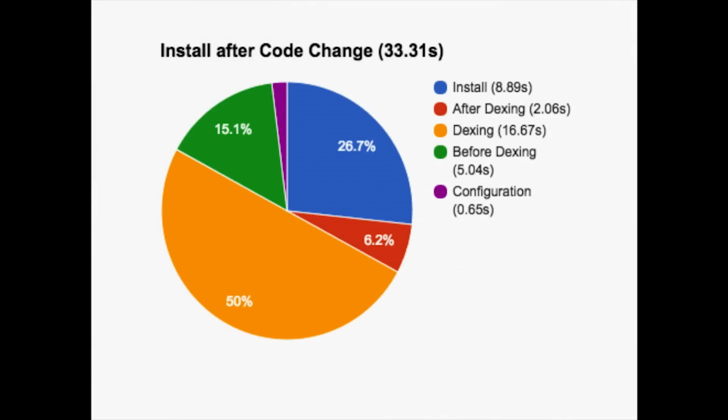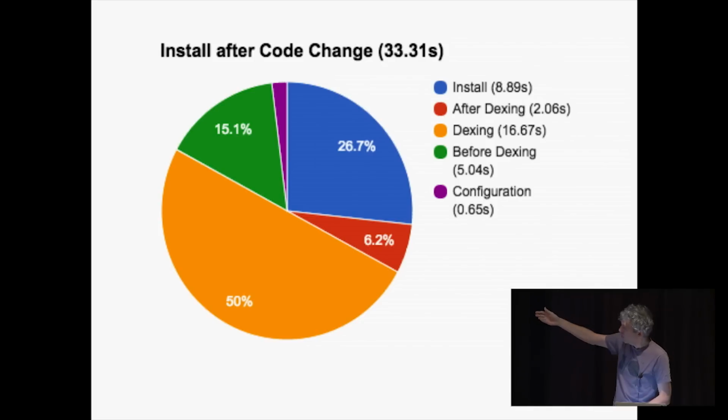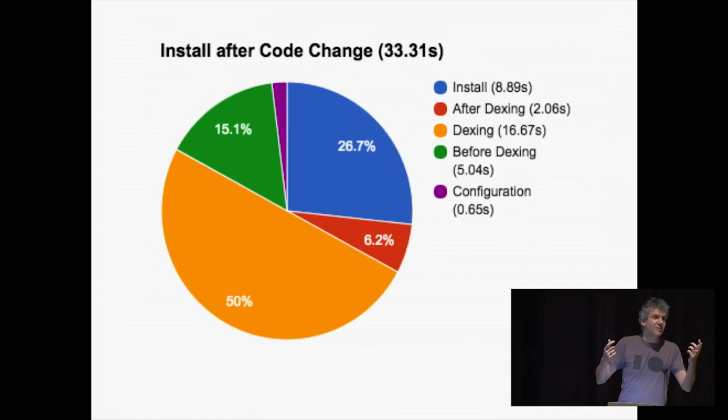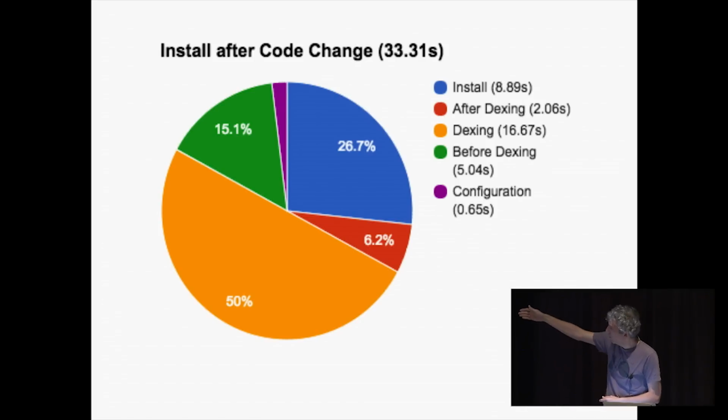So this is now the most common cycle. You don't do a clean build. You're in Android Studio, you say, hey, I did some changes, now reinstall to my device. Let's say you only changed a single class. Still, you have no predexing anymore, so it's twice as fast, but still 33 seconds. It's not paradise yet. So most time is spent now on dexing, and then the other big chunk is install.